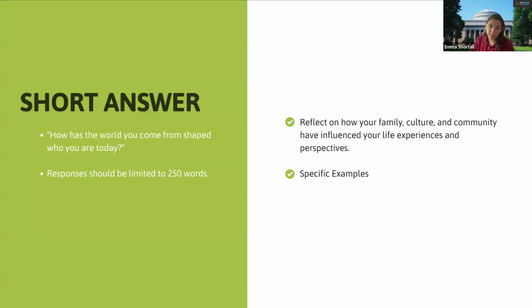And then we also have the short answer. This is required this year, and the question is, how has the world you come from shaped who you are today? The response will be limited to 250 words. Reflect on how key aspects of your life, such as your family, culture, community, have shaped your values, your beliefs, your perspectives, or anything about you. Maybe consider including specific stories or anecdotes that provide insight into your journey and your influences. And also show how these different influences have contributed to shaping your identity, personal growth, and outlook on life.